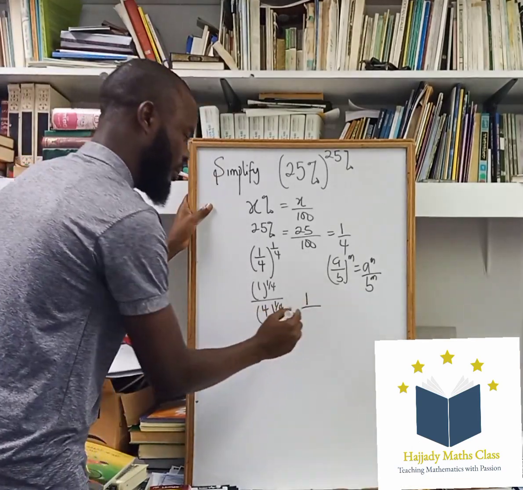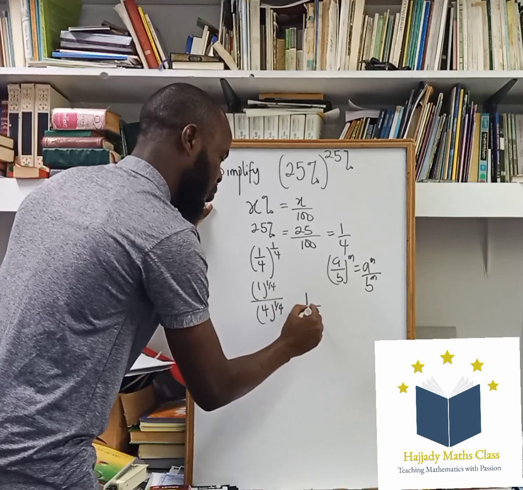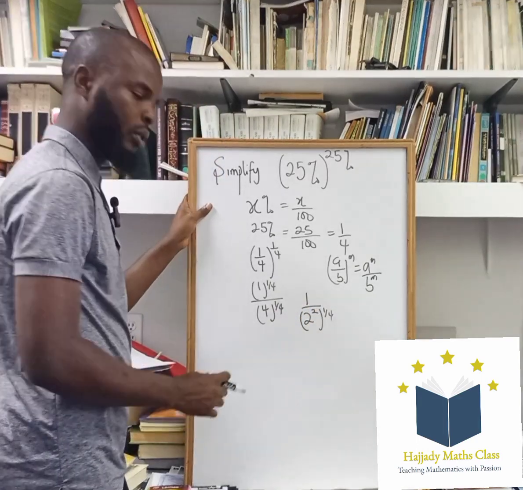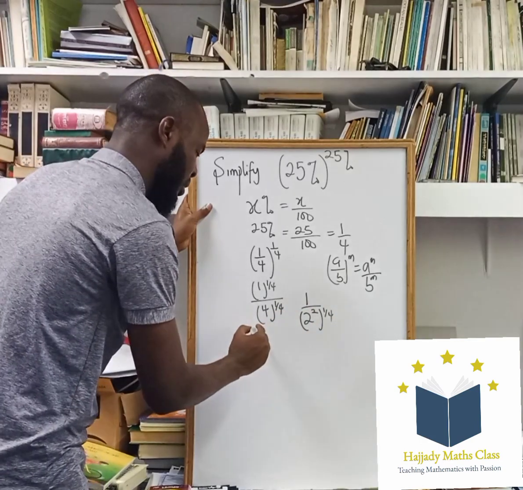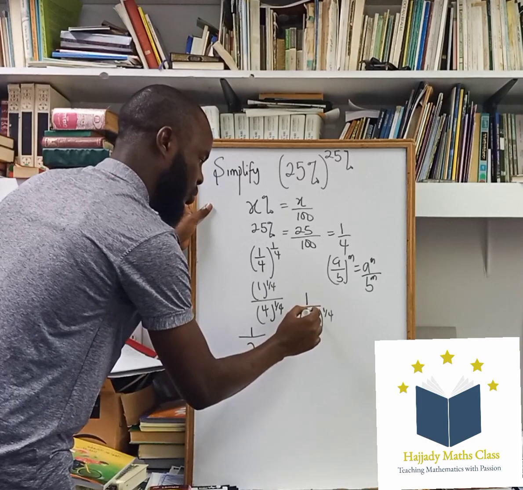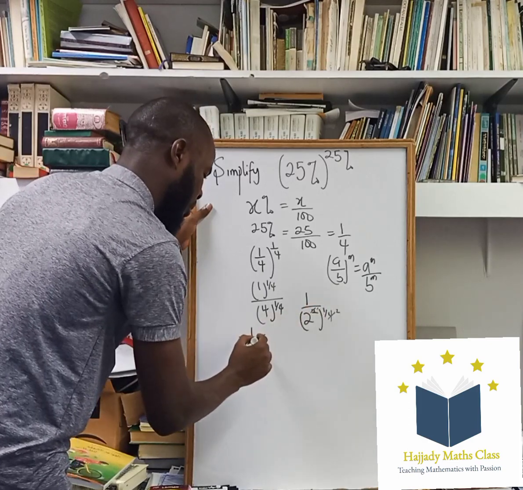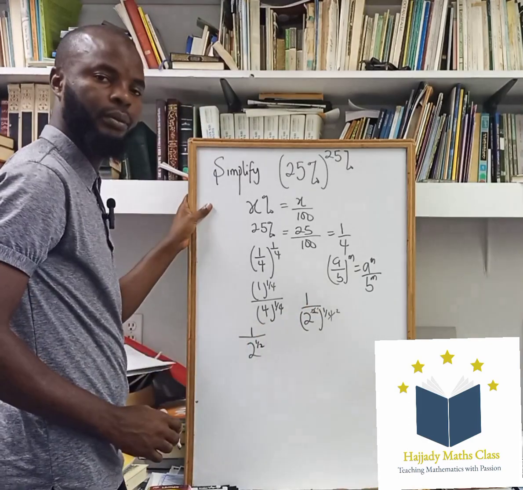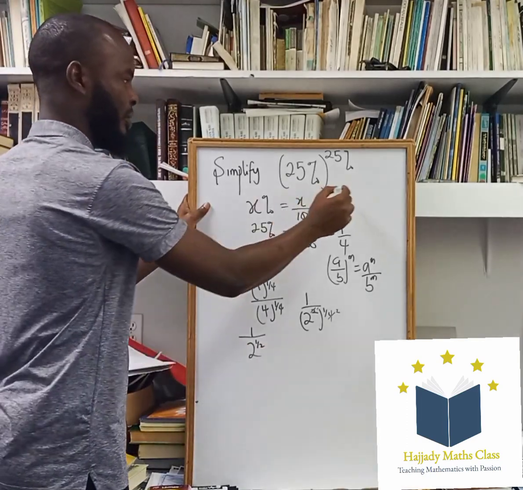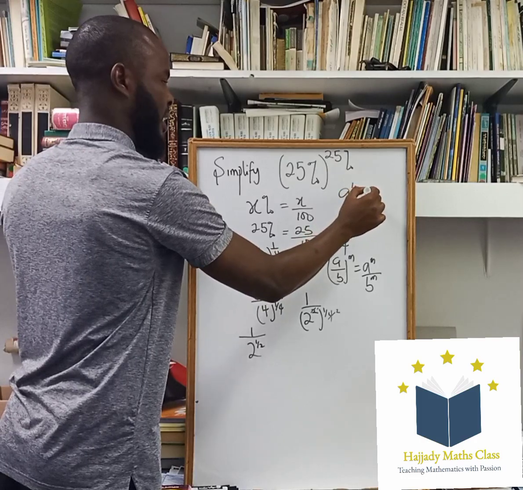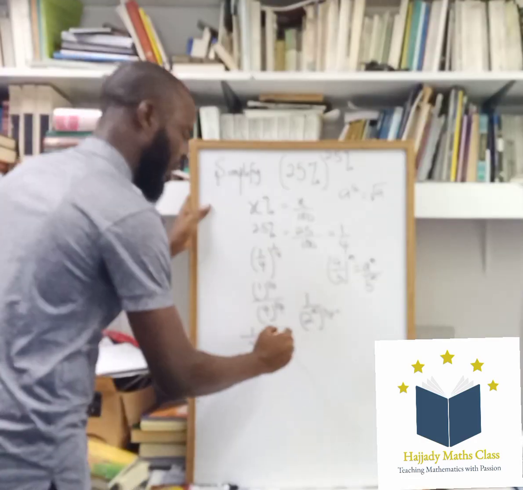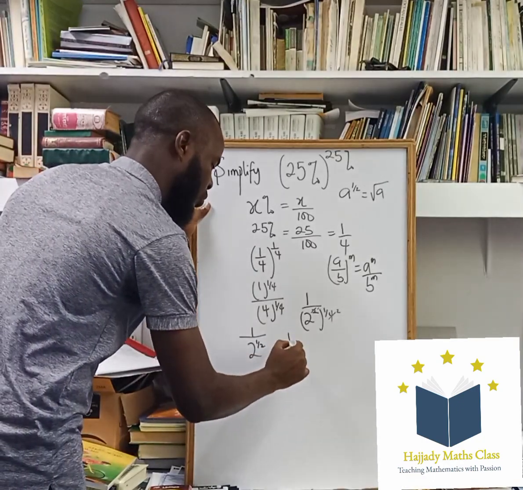So 4 can be written as 2 to the power of 2. Your 2 multiplying 1 over 4 is the same thing as you have 1 over 2, so we have 2 to the power of half. And here, a to the power of half is the same thing as the root of a. So 2 to the power of half is the same thing as 1 over root 2.